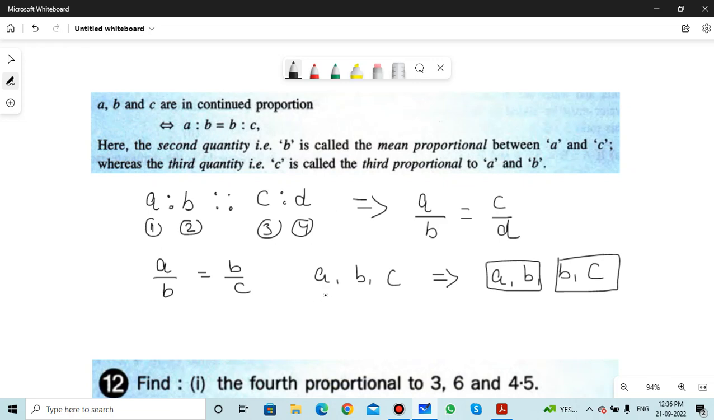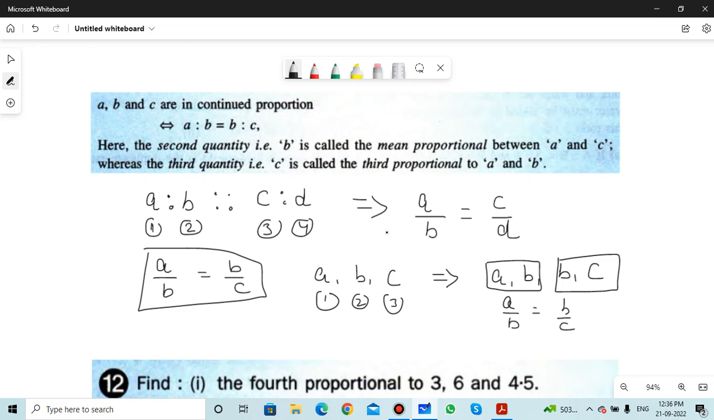Although there are only three terms, first term, second term, and third term, we are writing B two times, and this is how it looks. Because if we are writing two different ratios, there have to be four terms. B is getting repeated here, so we can write it separately as A, B, B, C. So that becomes A is to B equal to B is to C.